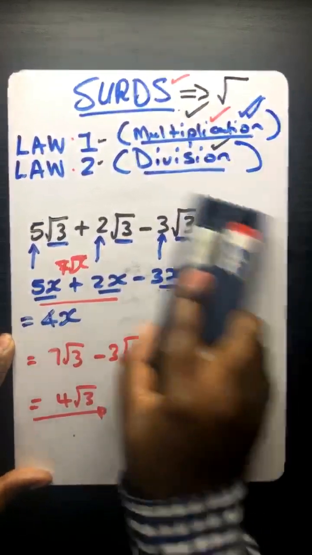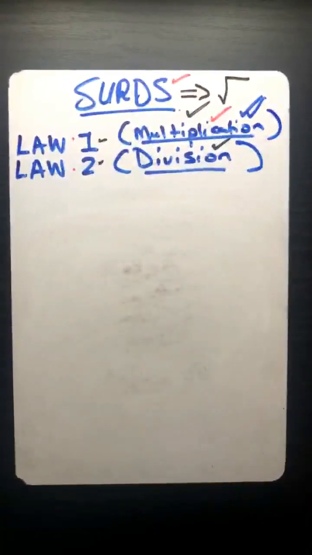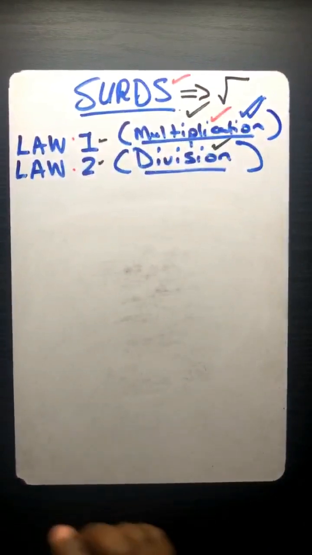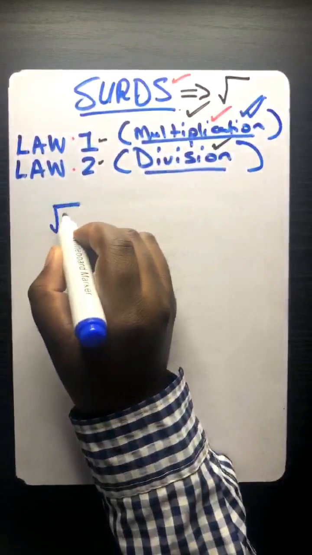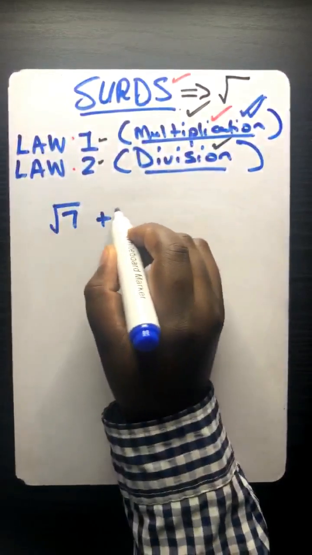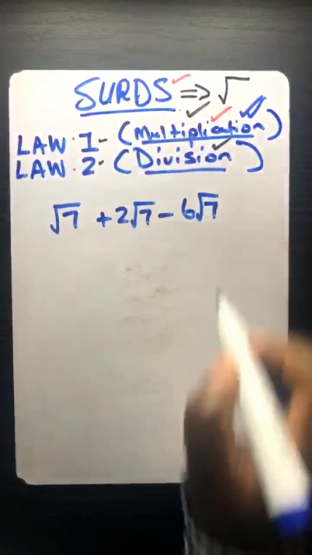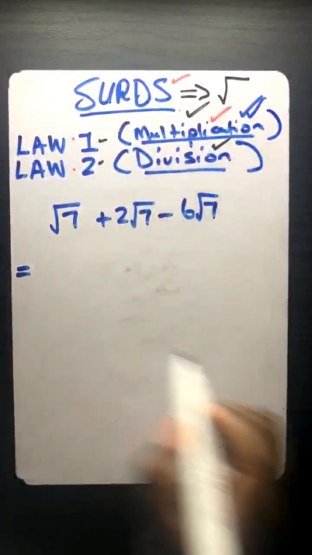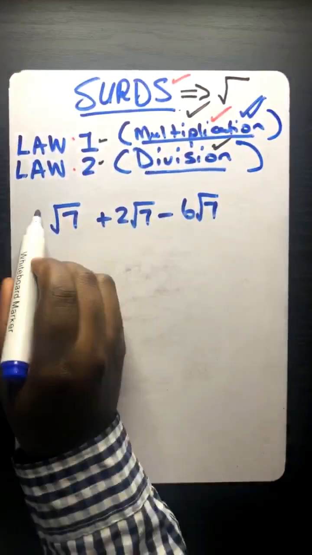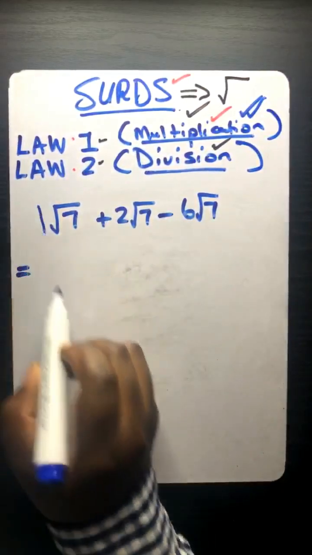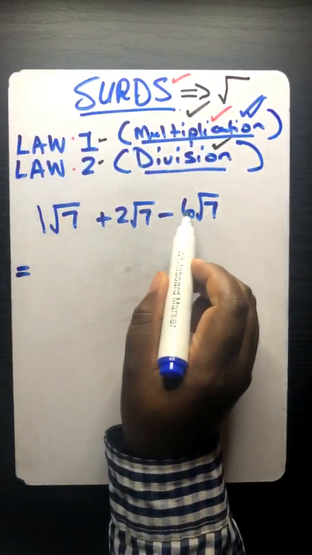Let's maybe quickly try this one. I just want to make sure that I'm not taking any shortcuts and skipping some problems that to me are easy. Square root of 7 plus 2 square root of 7 minus 6 square root of 7. So let me work out that one. To me, it's like an invisible 1 there, plus 2 that minus 6 that.